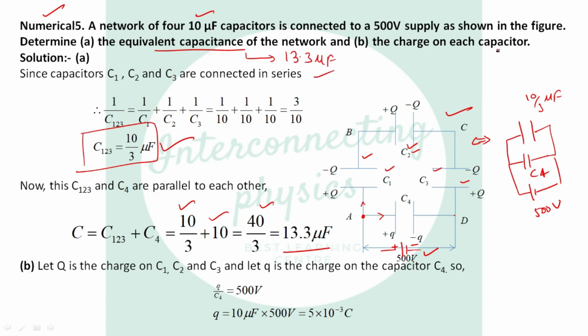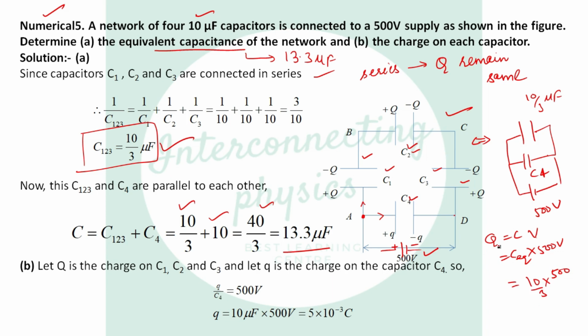Now the charge on each capacitor. Now we know that in series combination charge remains the same. Okay. Now C1, C2, C3 are in series. So it means the charge on these three will be the same, and C4 is parallel. So there will be some different charge present over C4. So let us calculate the charge on C1, C2 and C3, that is Q, which is equal to CV. Okay. And C equivalent multiplied by 500. What is C equivalent for series? It is 10 by 3, times 500.